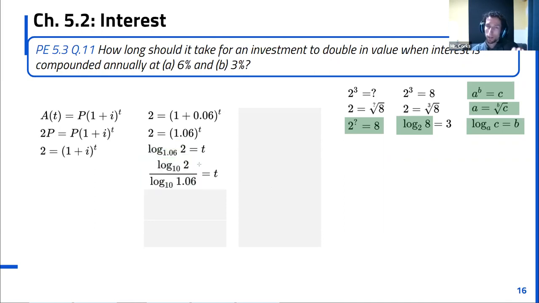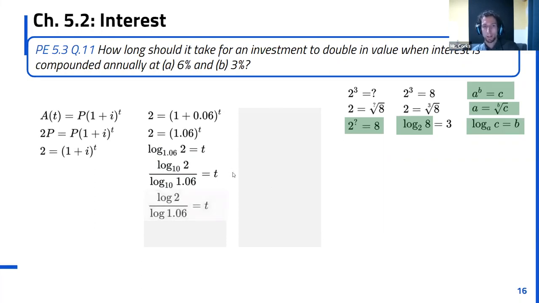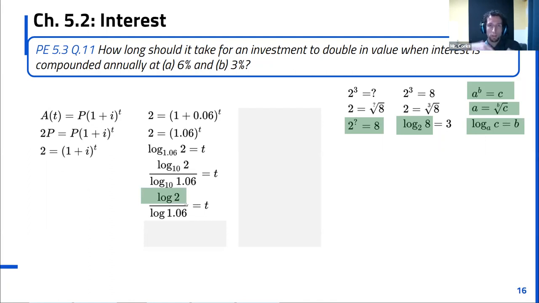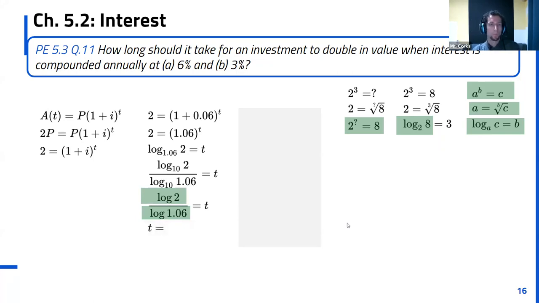And the log button on your calculator, we care about this one, base 10, because the log button on your calculator is base 10. If it doesn't say what the base is, it's base 10. So what we can do now is on the calculator, type 2, hit the log button, and big long number. There you go. That's that number. And we can do the same thing here. Log, type in 1.06, hit the log button, other big number, divide the 2, and there's T.